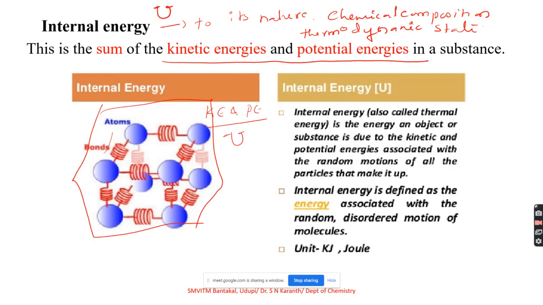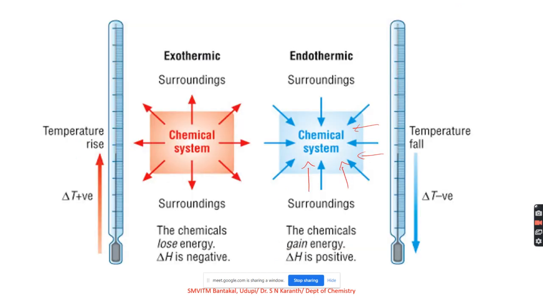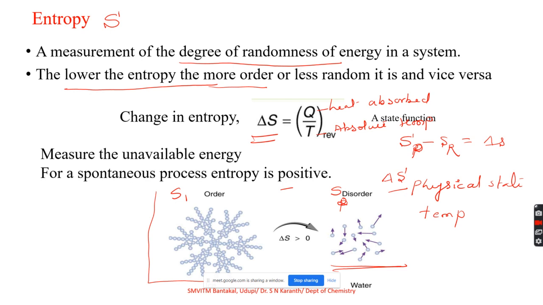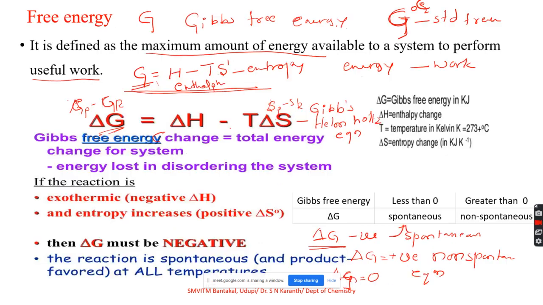Then internal energy is the sum of kinetic energy and potential energy of the substance. Then entropy is the measurement of the degree of randomness of energy in a system. Lower the entropy, more order or less randomness is observed. And usually the change in entropy is expressed as ΔS = Q/T for a reversible reaction, where Q is the quantity of heat absorbed and T is the absolute temperature.